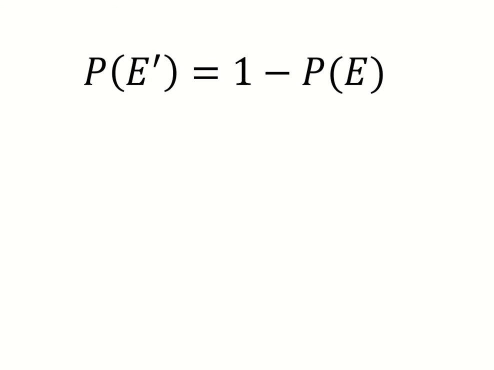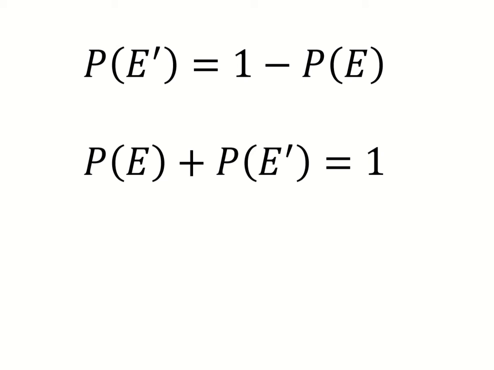Another way to solve this problem is to use the fact that the probability of the complement of event E is equal to 1 minus the probability of event E. Because the probability of event E plus the probability of the complement of event E is equal to 1. We can say this is because E and E complement are disjoint events and their union is the sample space. Or you can say the universal set, right?